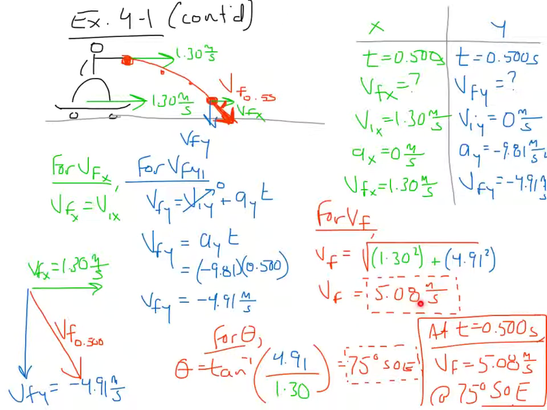But the negative was indicated by the direction. It's south of east. It's below the positive x-axis, and that's where that y comes from. That's where that negative goes right there. So the negative didn't just go away, but the negative is included in the fact that this direction is south of east, or below the positive x-axis.